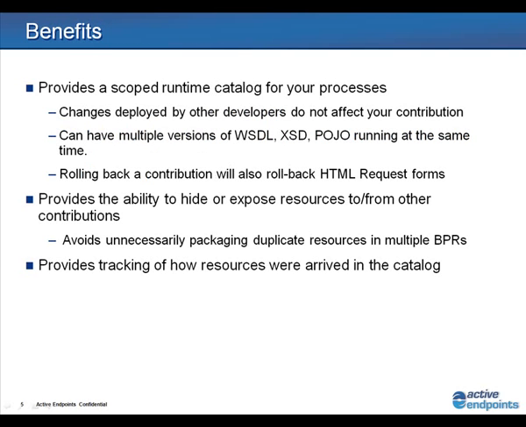The primary benefit of contributions is that because processes and resources are tightly bundled and versioned together, changes made by other developers will not impact your contribution. You can essentially have multiple versions of things like WSDL, schema, and POJOs all running at the same time. Rolling a process back to a previous version is also much easier because the underlying resources, like task forms for instance, will be rolled back with them. Project dependencies allow you to either hide or expose resources to other contributions, and there's now a much more clear picture of exactly how and when resources were updated within the catalog.